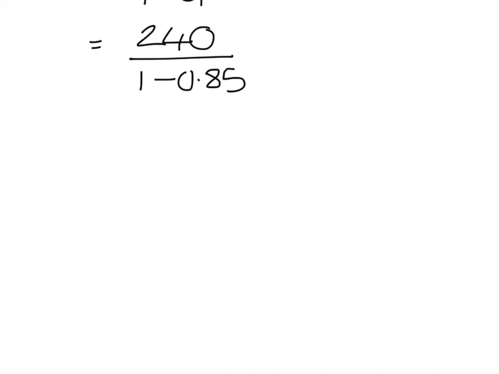That then gives us 240 divided by 1 minus 0.85, which is 0.15. Now, assuming that this would be a non-calculator question, we can do this division, 240 divided by 0.15, by first of all making it a little easier for ourselves. So we multiply the top and the bottom by 100. That will get rid of the decimal on the bottom.